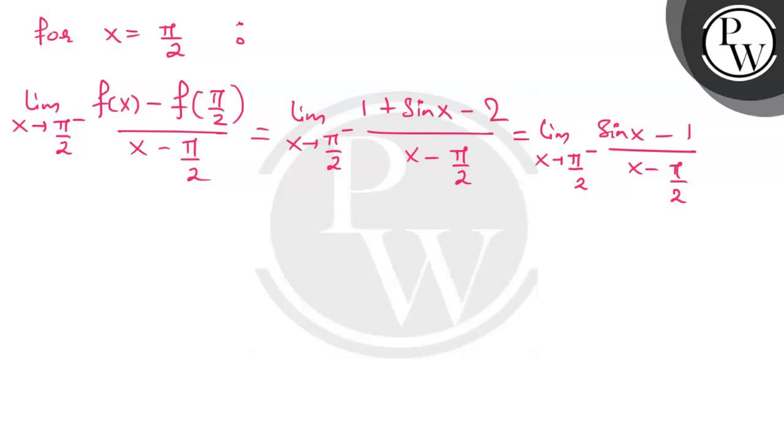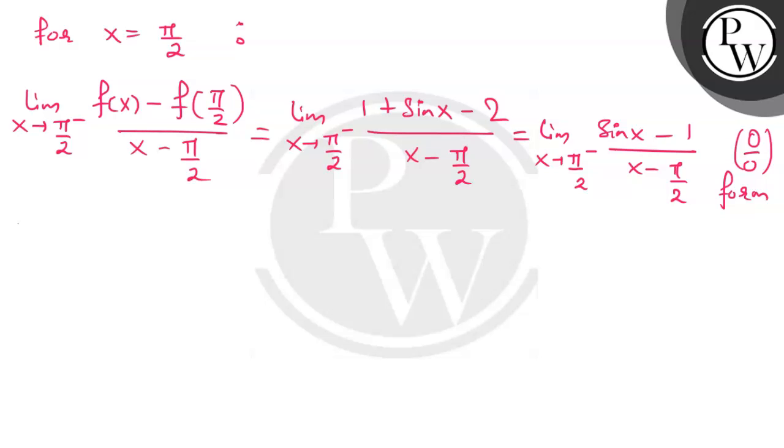Now this limit is of the form, so as x goes to pi by 2 minus sin x goes to 1, so this is 1 minus 1, 0, and denominator में भी pi by 2 पे जाएगा जब x, denominator will also go to 0, so this limit is of the form 0 by 0.